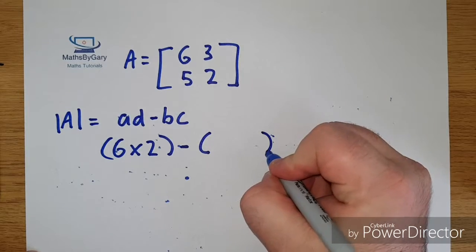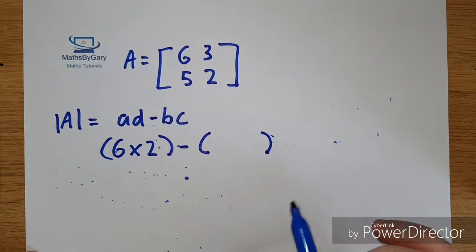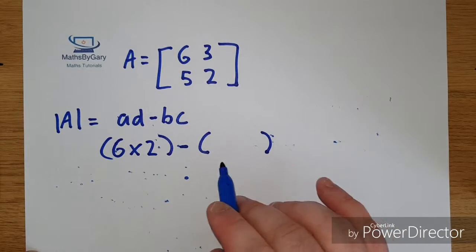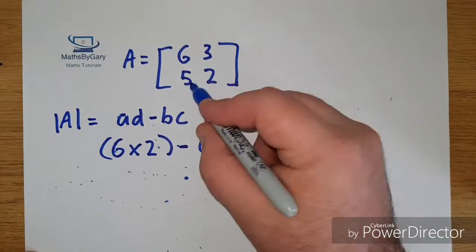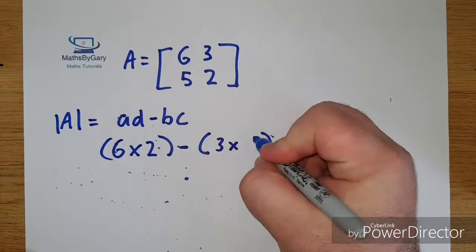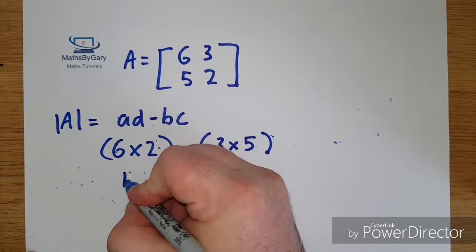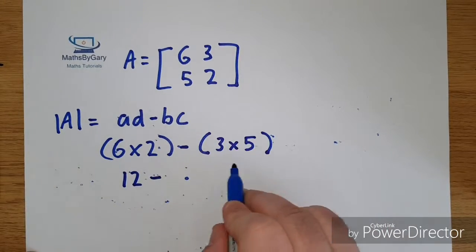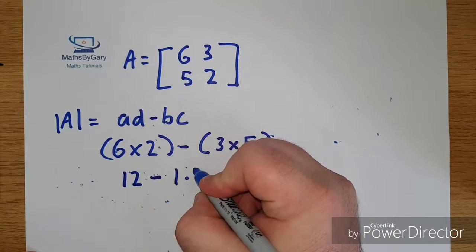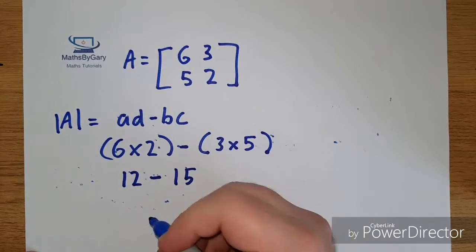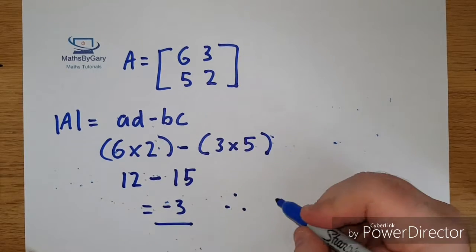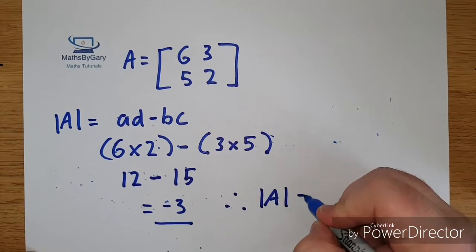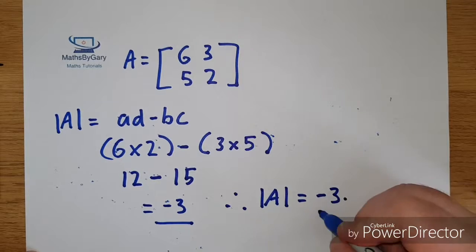So I have the bracket here. It is easy to get mixed up with minuses and positives. So if we place the minus and then it's B times C, so 3 times 5. And that gives us 6 times 2, positive 12, minus 3 times 5, which gives us 15. 12 minus 15 gives us minus 3. Therefore, the determinant of A is minus 3.